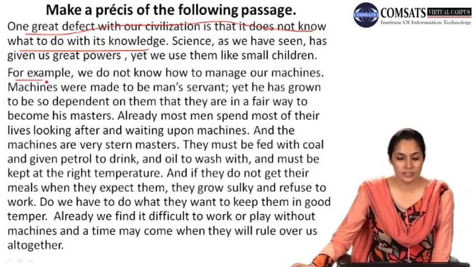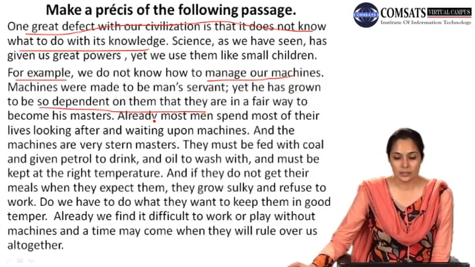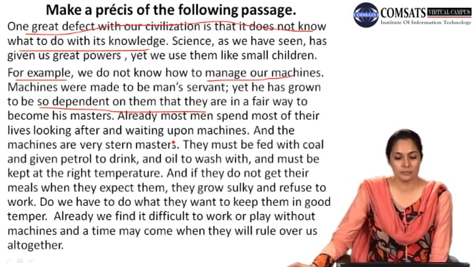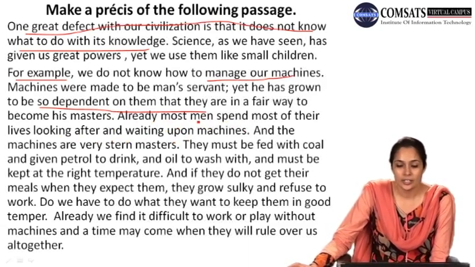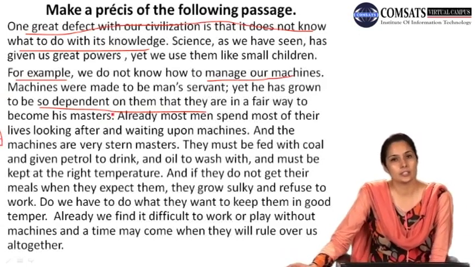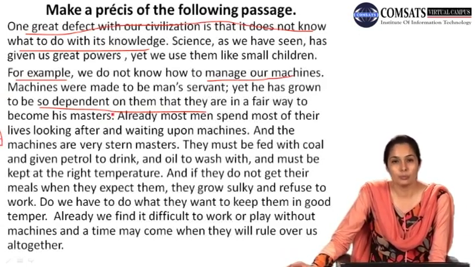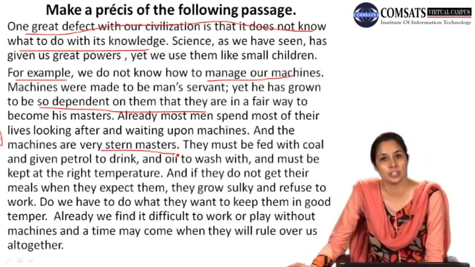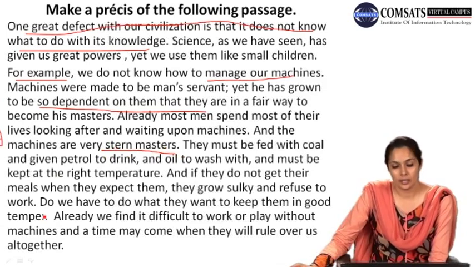And then we come up with the example that we do not know how to manage our machines. Machines were made to be man's servant, yet he has grown so dependent, man has grown dependent on them, and men spend most of their time looking after, waiting upon machines. This is a related thought. इसे आप बीच में से exclude करेंगे, because when we are told that man is dependent on machine, it actually means कि आपको machine का ख्याल रखना पड़ता है and all that. And then machines are stern masters. यहाँ पे machines को stern masters कहा है. This is personification. You have to avoid it in your paragraph.